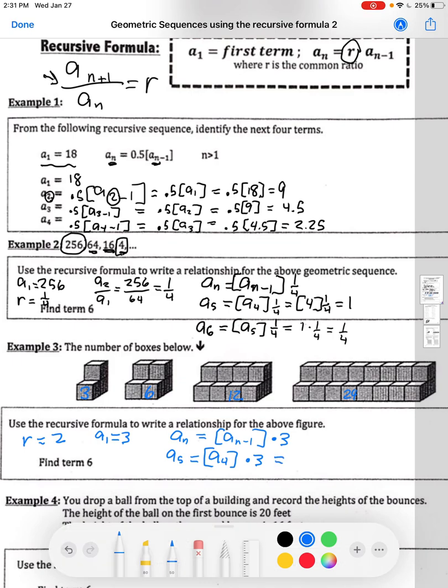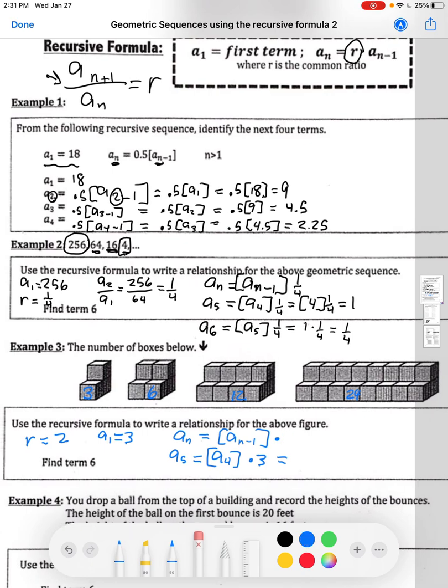So that would be, oops, I made a mistake, didn't I? Let's correct that. Instead of times 3, since we're doubling, that should be 2. There we go. My bad. I apologize. So we have A4 times 2. That would be 48 boxes.